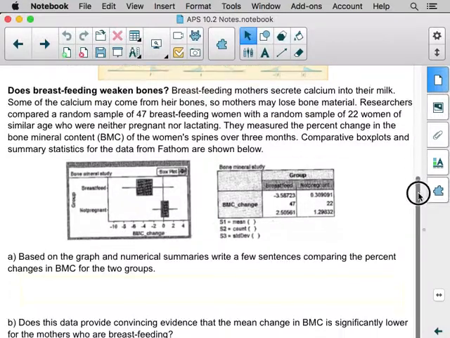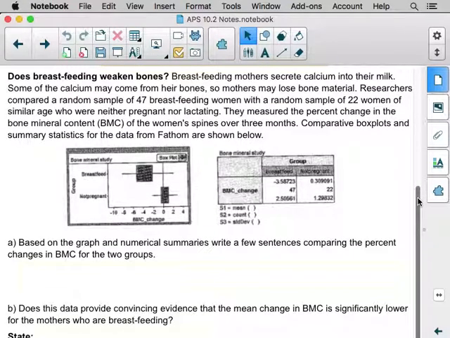All right. So, does breastfeeding weaken bones? Breastfeeding mothers secrete calcium into their milk. Some of the calcium may come from their bones, so mothers may lose bone material. Researchers compared a random sample of 47 breastfeeding women with a random sample of 22 women of similar age who were neither pregnant nor lactating. They measured the percent change in the bone mineral content (BMC) of the women's spines over 3 months. Comparative box plots and summary statistics for the data from Fathom are shown below.